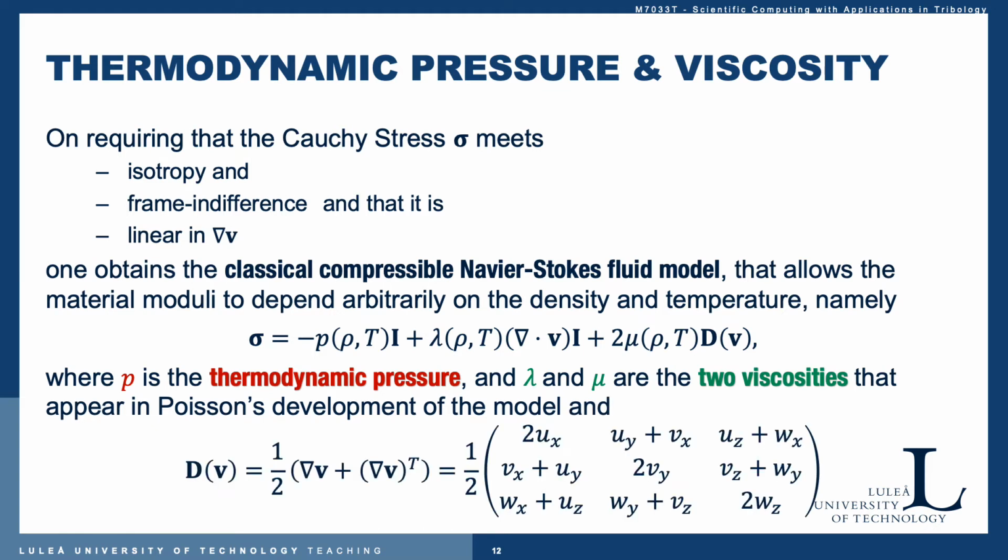Finally, the last term which is involved in the Cauchy stress is the symmetric part of the velocity gradient. So if you take the gradient of v and you add the transpose of the gradient of v and then take half of it, you get this symmetric part of the velocity gradient, as you can see in the matrix also. It's very symmetric.